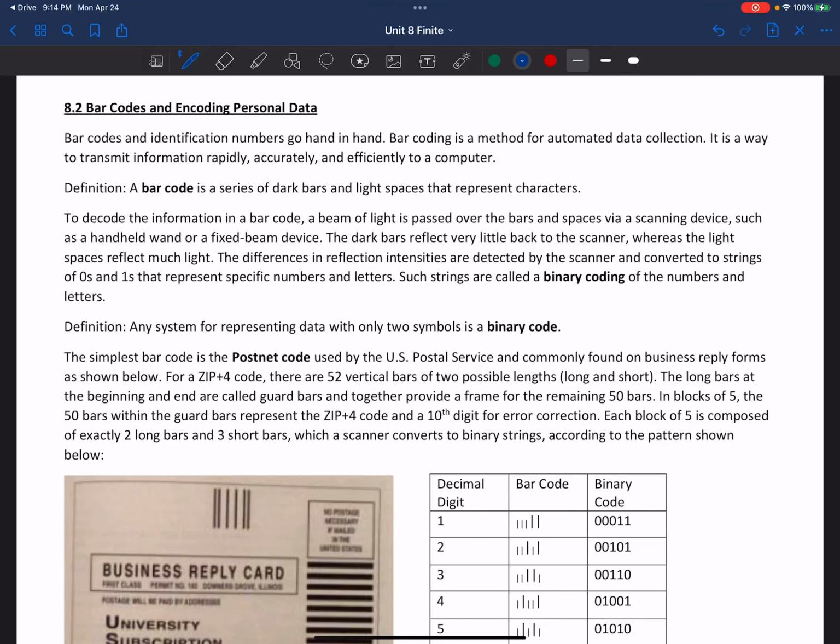In this video, we're going to concentrate on a type of code called Postnet code. It is a bar code that has dark bars and light spaces. Essentially, when a barcode is read, the black bar will absorb light, and then the white or empty section will reflect light. And that tells the machine what you're supposed to have in that code.